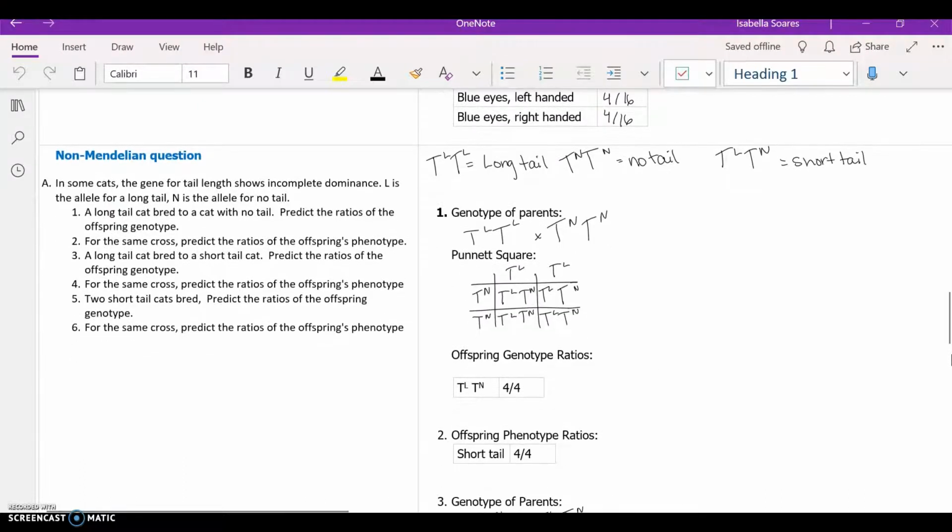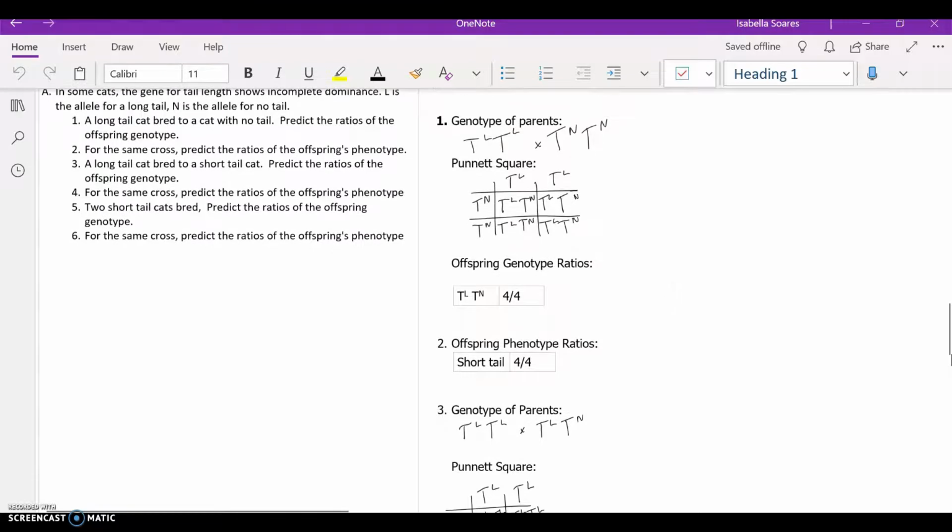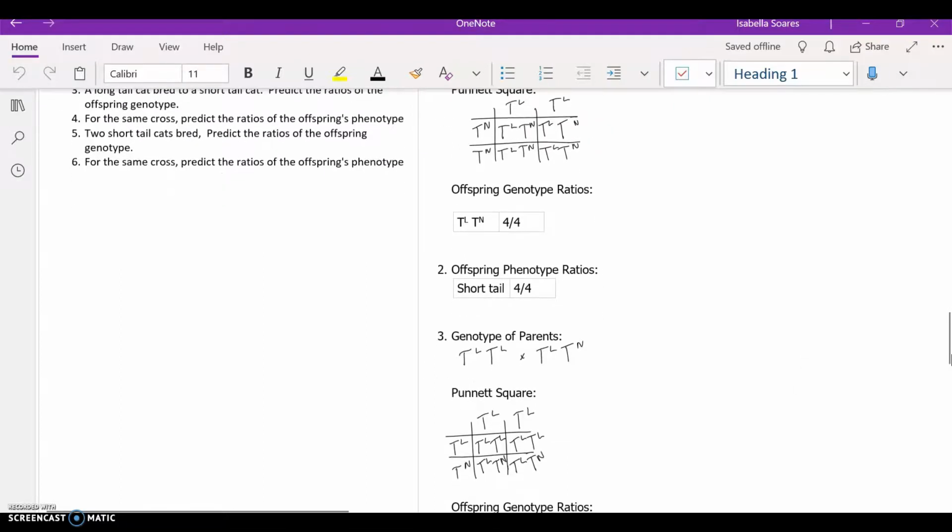And then I just did a Punnett square to cross both of the genotypes. The offspring genotype ratios resulted as capital T, capital L, capital T, capital N, 4 out of 4, so 100% of the offspring had this genotype. And under number 2, the offspring phenotype ratios resulted as short-tailed cats, so 100% of the offspring were short-tailed cats.